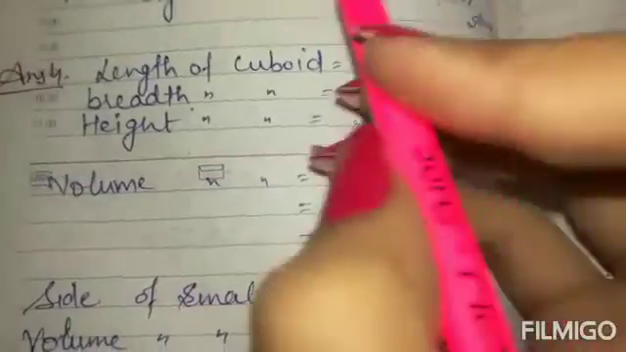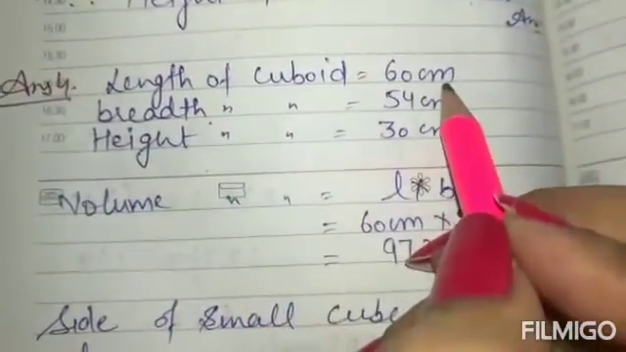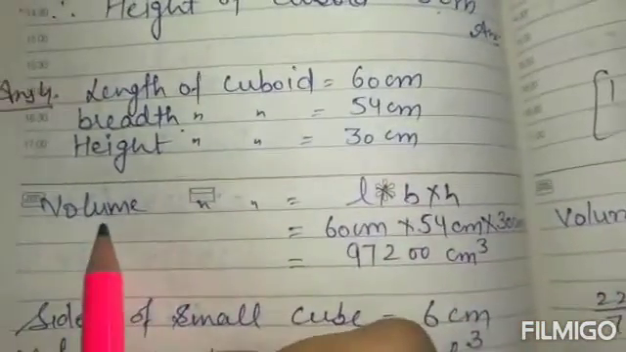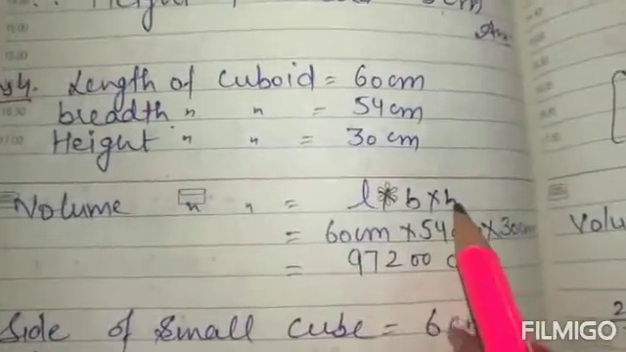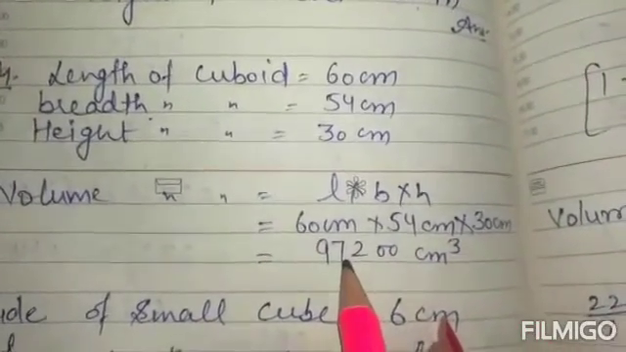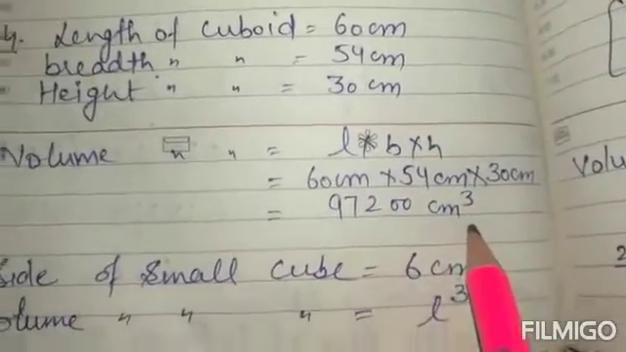Okay. So length of cuboid equal to 60 centimeter, breadth 54 centimeter and height is 30 centimeter. How will we calculate the volume? Length into breadth into height. When you multiply these three you will get 97,200 centimeter cube.